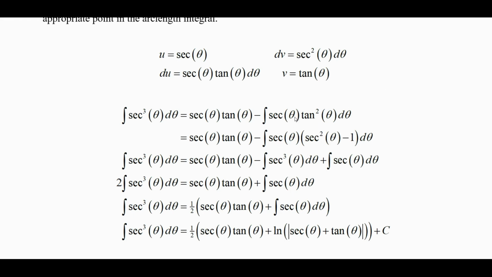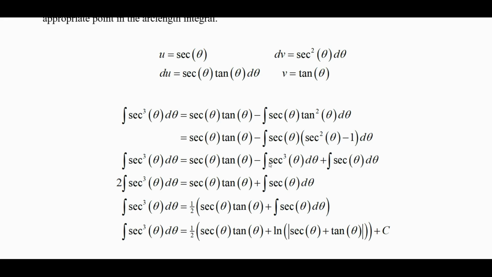Okay, now tangent square of theta is secant square of theta minus 1. So distributing this, we get secant cubed of theta. That's going to be minus here, d theta. And then we get a secant theta here. There's a minus and a minus there makes plus secant theta.